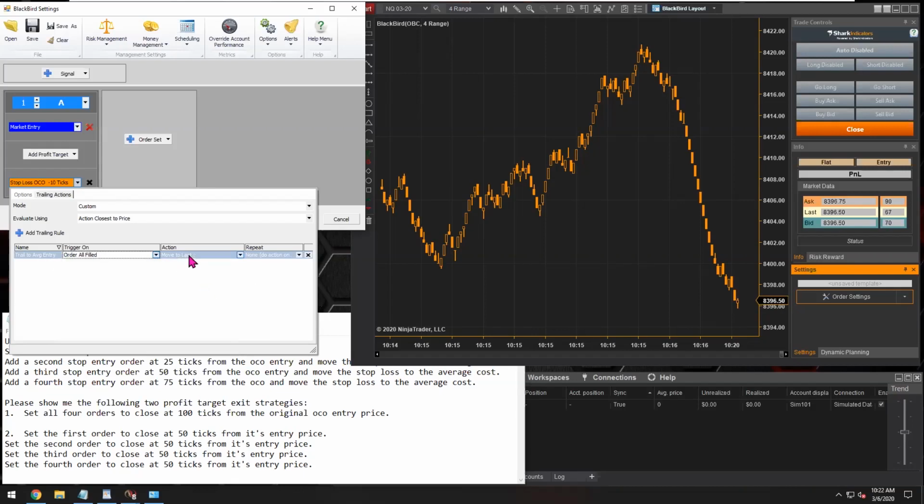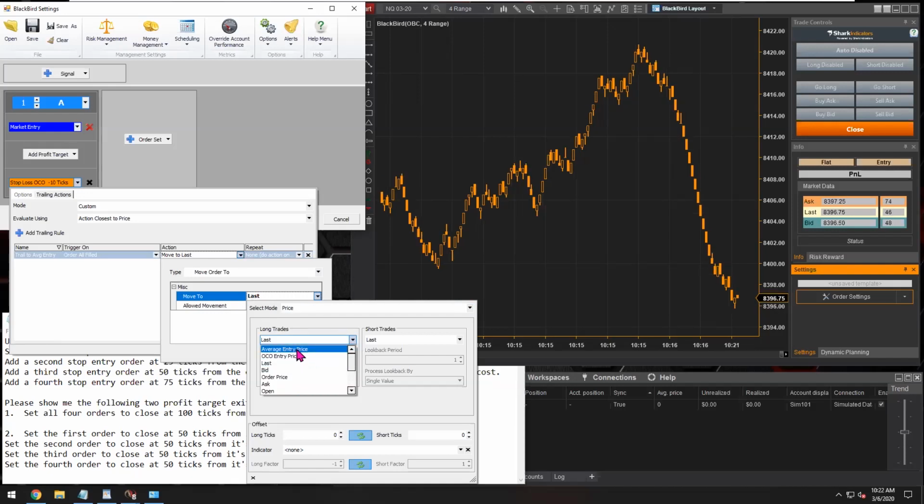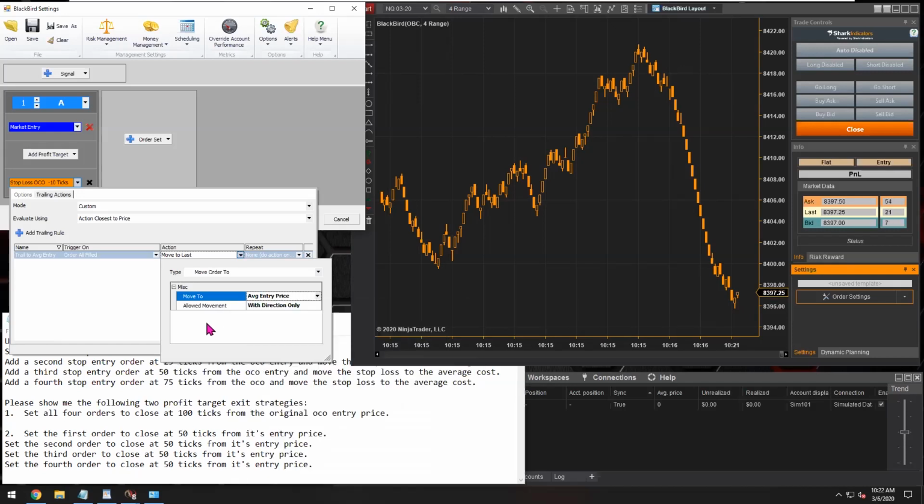So, and for the action, we're going to change the move to, right? We want our stop loss to move to, and it's not the last price. We actually want it to move to the average entry price. There we go. Just like that.